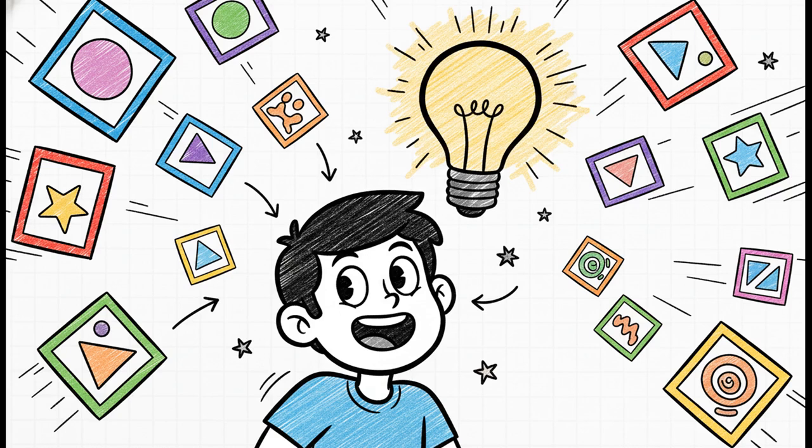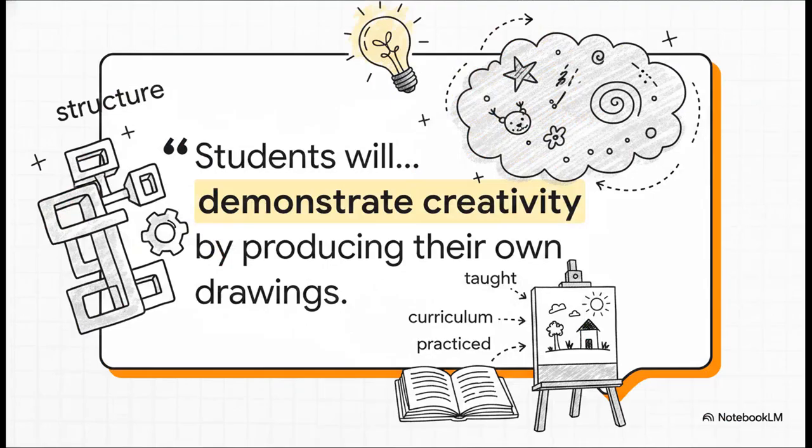This is a perfect example of responsive teaching. The teacher realized that while the basic concept of shapes was understood, the inspiration for how to combine them was kind of lacking for some kids. So to fix this, they're going to load the front end of the next lesson with even more visual examples. And that brings us to the expected learning outcome.